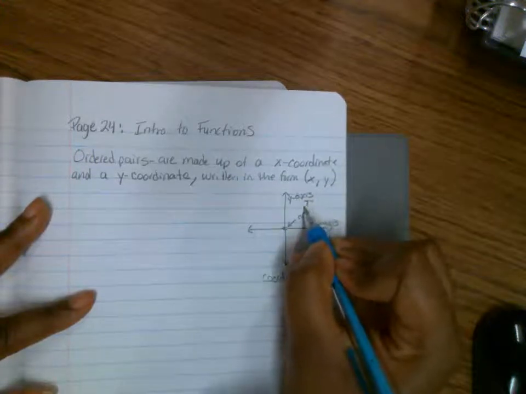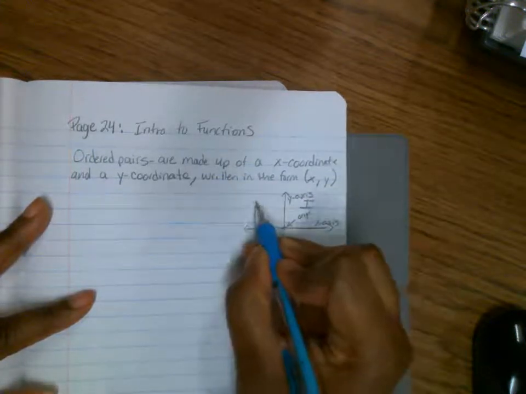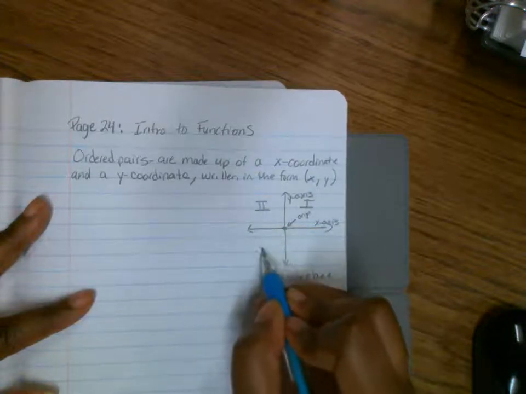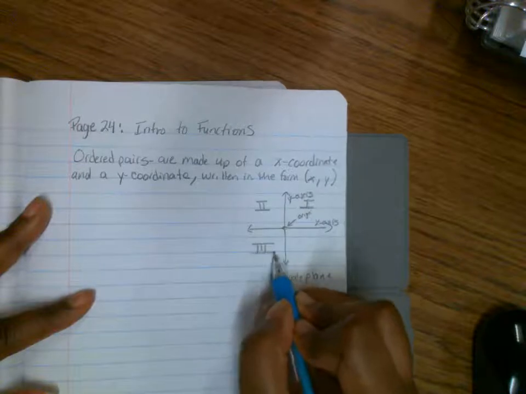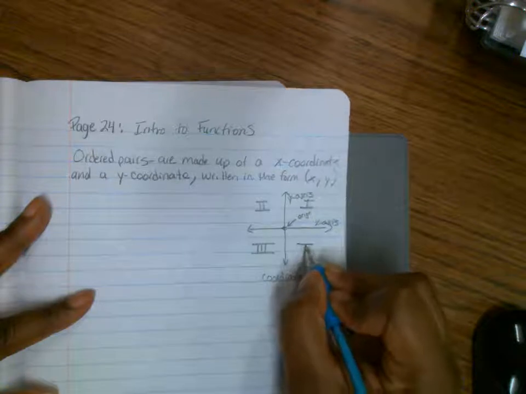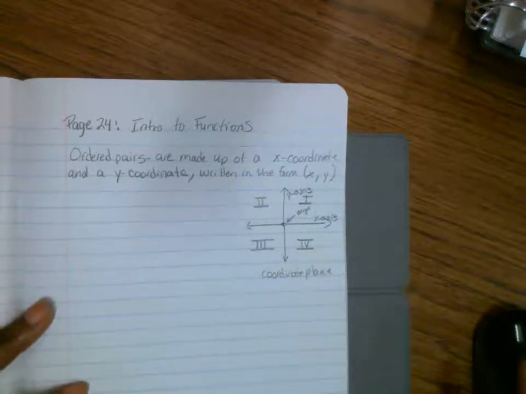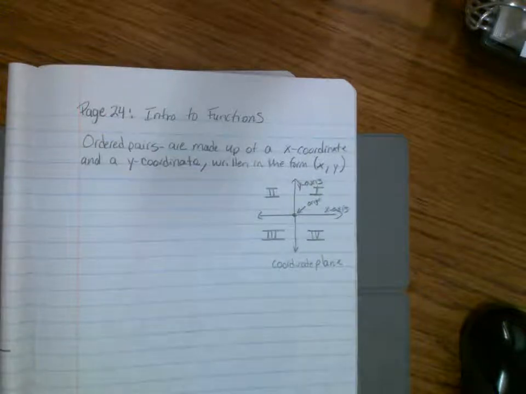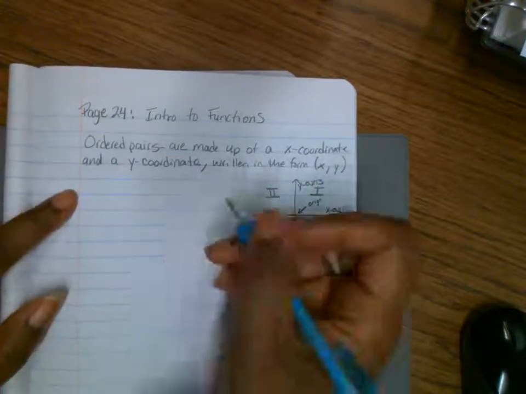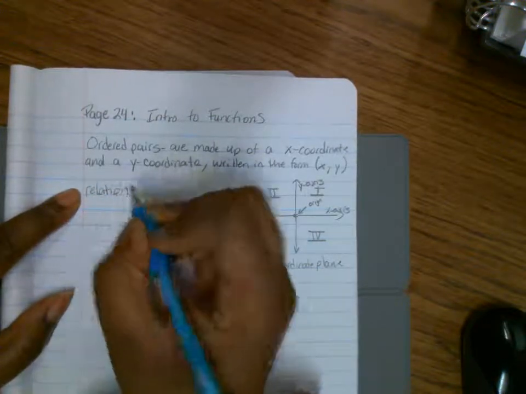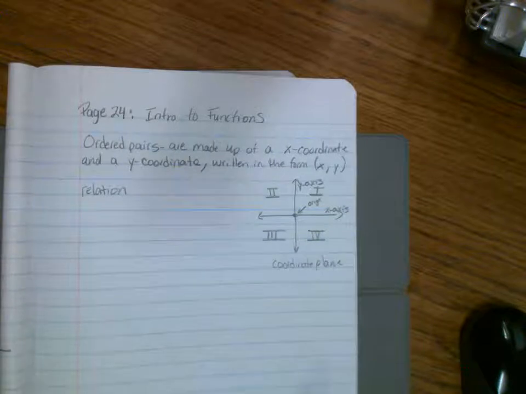This is called quadrant 1. This is called quadrant 2. This section here is called quadrant 3. And this section below is called quadrant 4. The next vocabulary word that you need to know is relation. A relation is a set or group of ordered pairs.